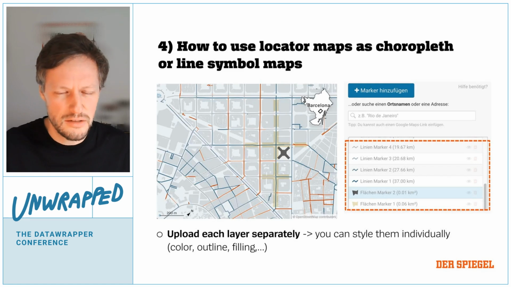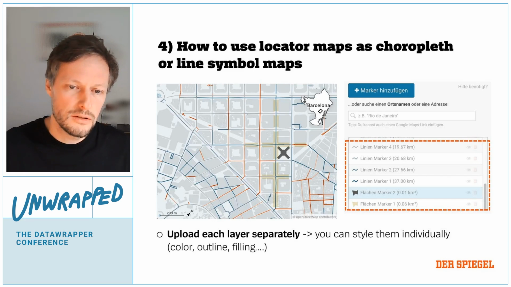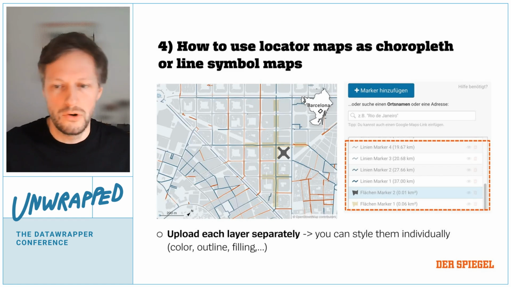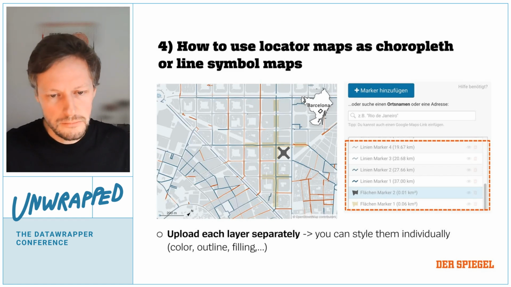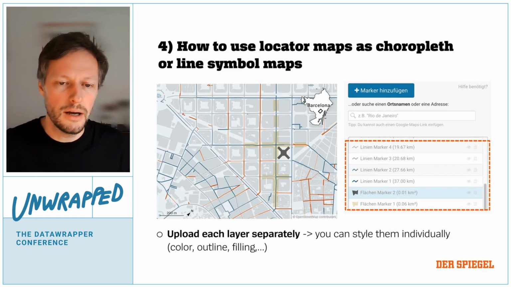This one, I think, is a market hall. It's a building. And the other one is highlighting a certain section of the road. So those are areas put on top of the map, working with some transparency. You can style them all individually with color, with outline, with filling.